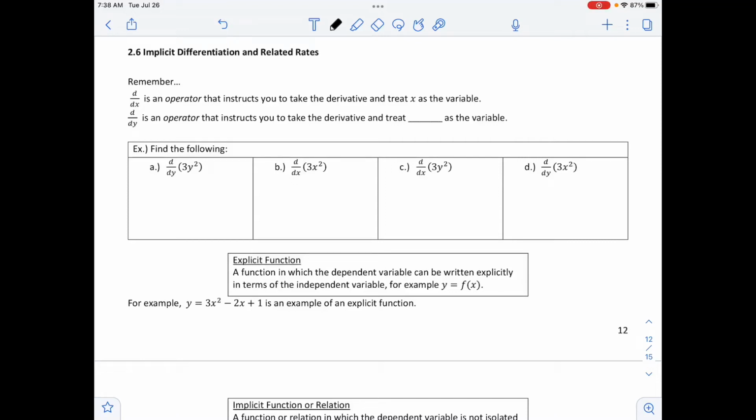We are in section 2.6, Implicit Differentiation and Related Rates. This section is pretty heavy. The topics that are discussed here are really important, and make sure to ask if you have any questions.